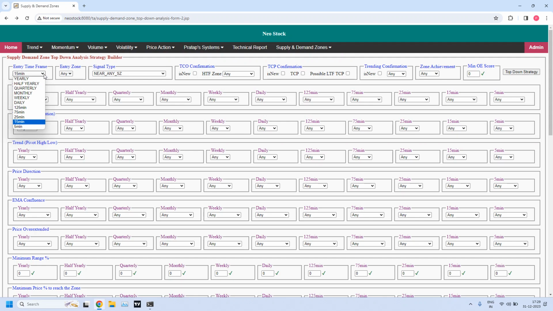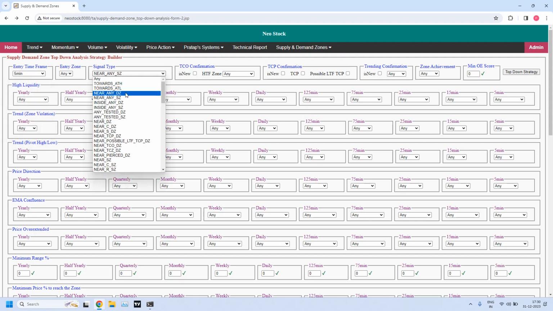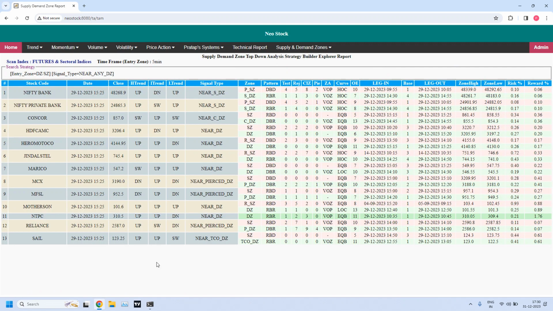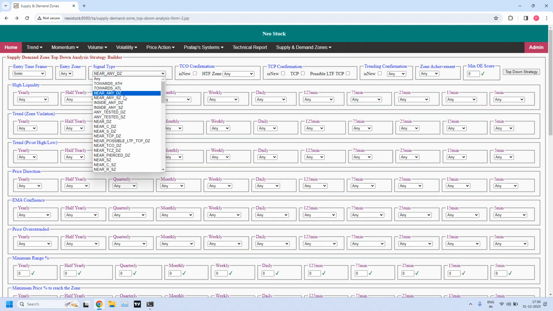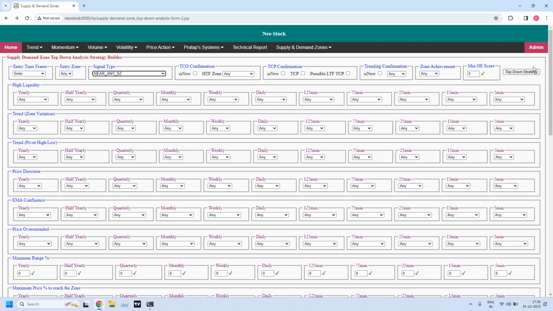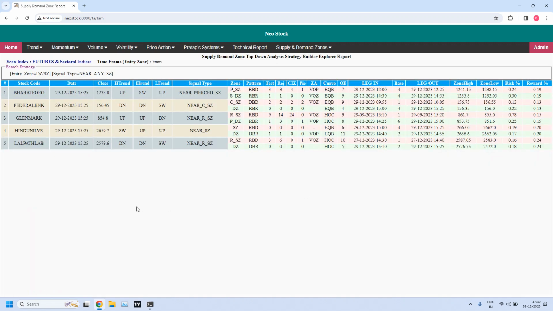Let's go back. Let's change the time frame to 5 minutes. Let us find the stocks near 5 minutes demand zone. So all these 13 stocks are near 5 minutes demand zones. So let's go back. 5 minutes time frame. Let us find the stocks near 5 minutes supply zone. So these 5 stocks are filtered. So this is about the stocks near demand and supply zones for all the time frames.